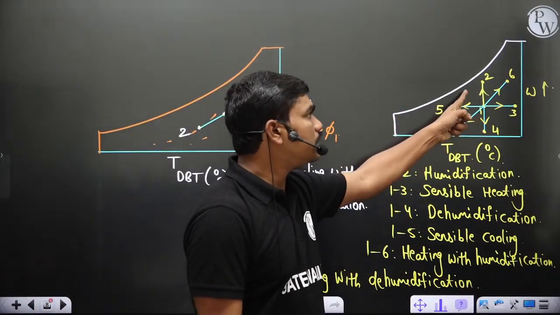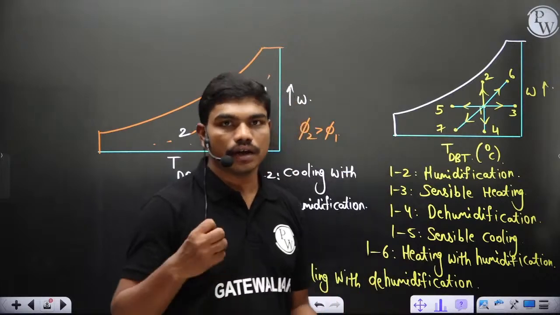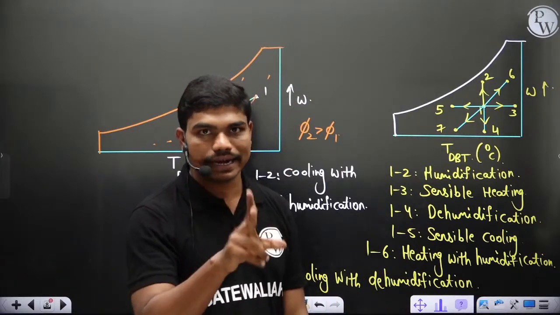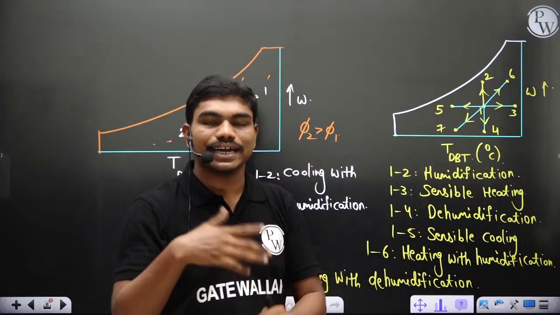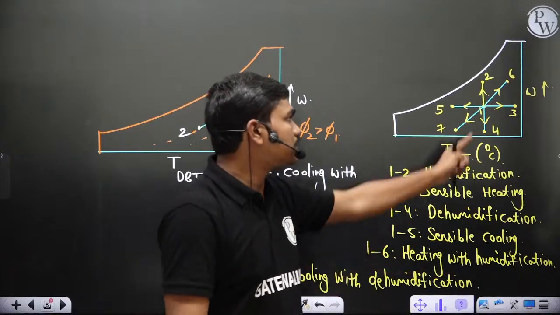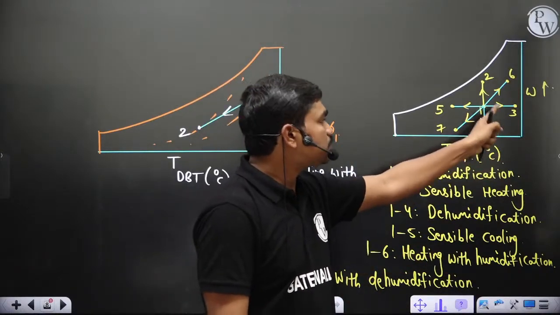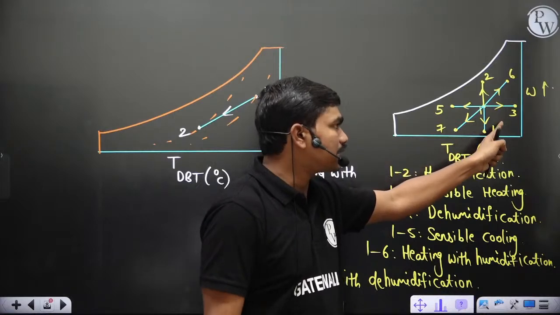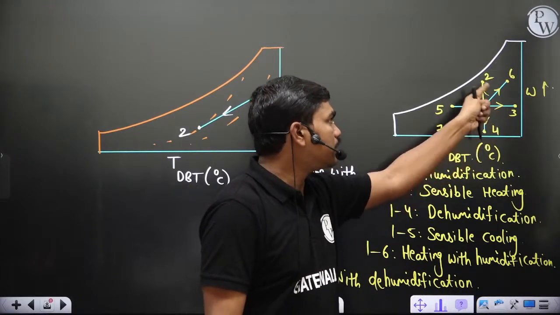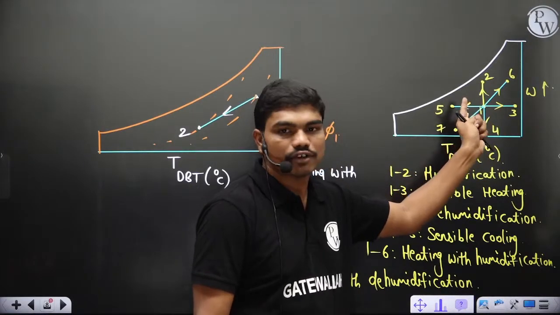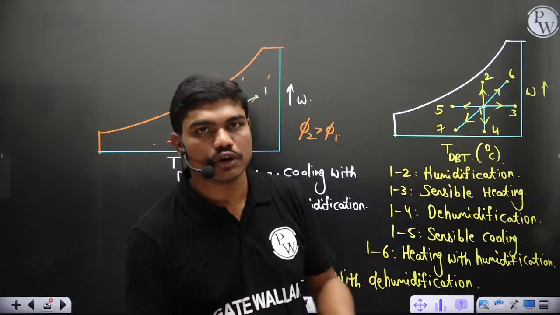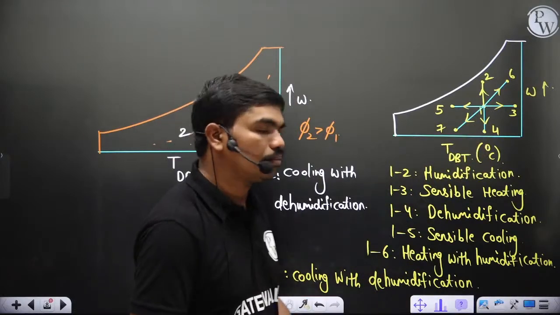This is cooling with humidification, meaning let's say you are putting some very cold water into the atmospheric air, then temperature decreases, and at the same time humidity also increases. Similarly, this is heating with dehumidification. This process is generally not very feasible practically, so we generally don't go here, but the other processes which I have shown here we keep using in day-to-day life at many points.